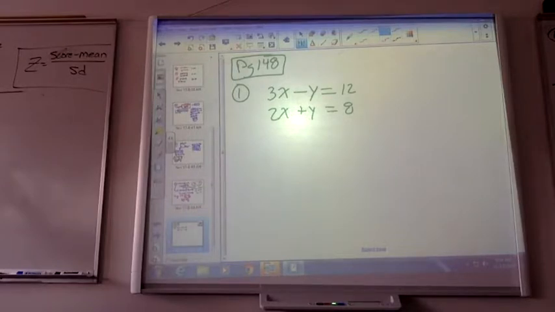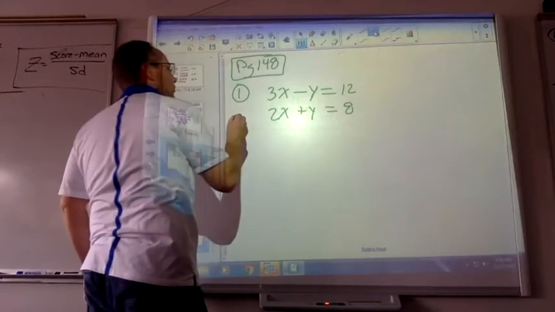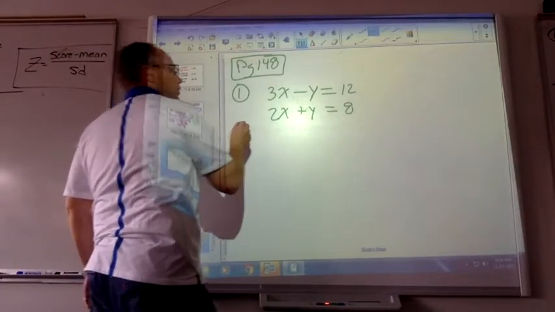Do I have an x value or a y value between the two equations that are exact opposites? Yeah, which letter? The y. I have a negative y and I have a positive y. They are exact opposites of each other. Would you agree? So if I have exact opposites of each other, watch what I'll do. Watch this. Ready? Pencils down. Just watch.